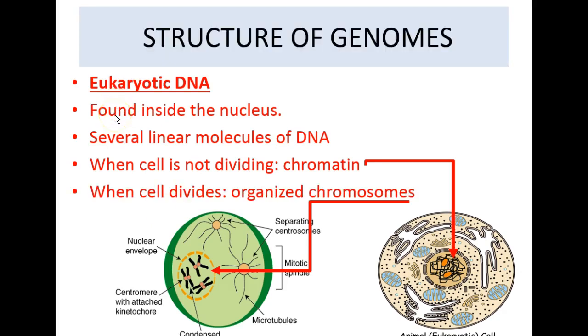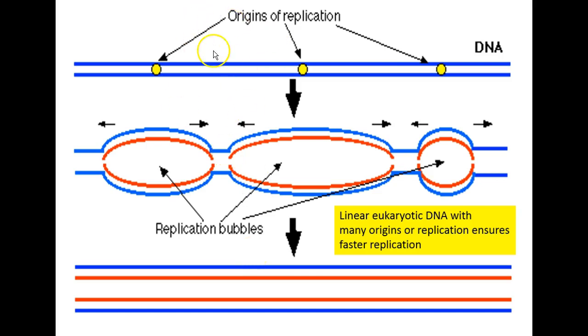Eukaryotic DNA, on the other hand, is found inside a membrane-bound nucleus. It consists of several linear molecules of DNA. When the cell is not dividing, these linear molecules of DNA appear as diffuse structures called chromatin. When the cell divides, these diffuse DNA molecules organize themselves into discrete entities called chromosomes. This is diffuse chromatin. Here are organized linear eukaryotic DNA structures called chromosomes. Eukaryotic DNA consists of several pieces of linear DNA molecules.